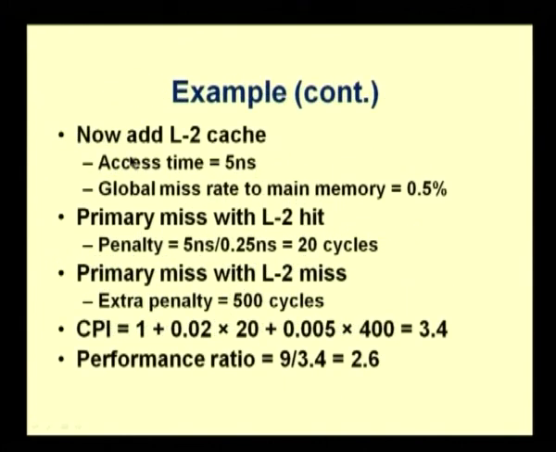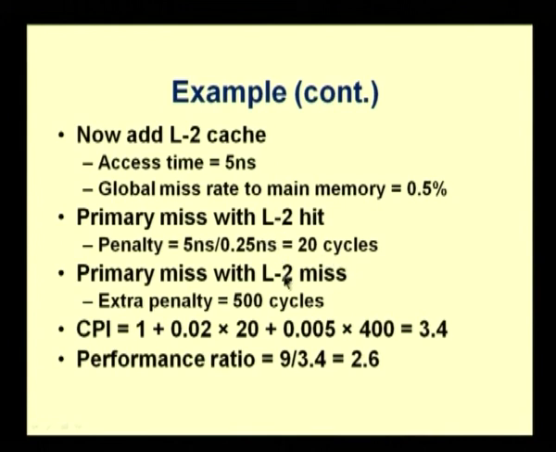Now, let us say we add an L2 cache. L2 cache has an access time of 5 nanoseconds, and the global miss rate to main memory is 0.5%. By global miss rate to memory, I mean the accesses that actually go to main memory. Now, a primary miss with an L2 hit, that is, it is not there in L1 but it is there in L2. Then what will be my penalty? It is there in L2, so 5 nanoseconds is all that it will take. How many clock cycles? 5 nanoseconds divided by 0.25 nanoseconds, so 20 cycles extra if it is there in L2.